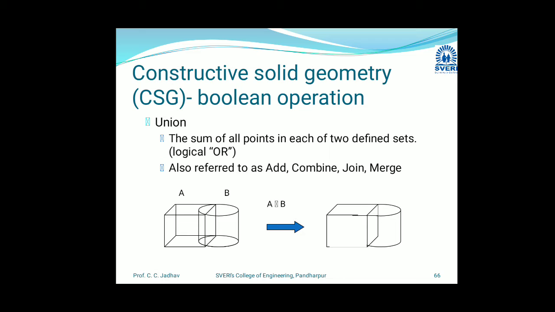We will start with the simple one, union. In union we use two different objects, and from that we create one object. It is the sum of all points in each of the two defined sets, which logically we can call OR, and also referred to as add, combine, join and merge. In this union boolean operation we join two different objects to form one single object. In this simple example, objects A and B are combined by the union operation, and then we get the final object. So this is the first boolean operation, union.